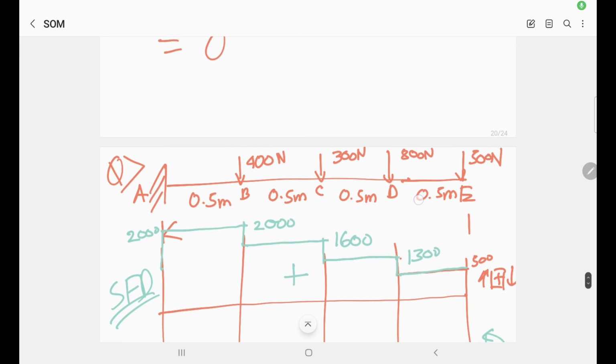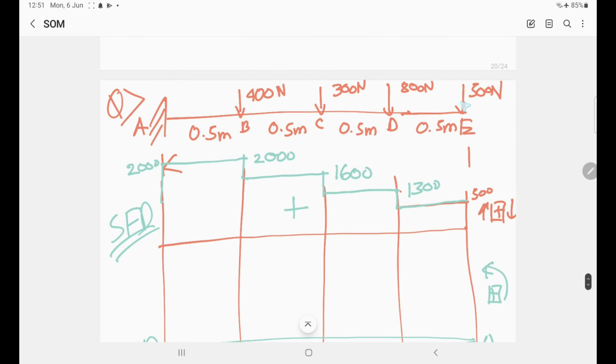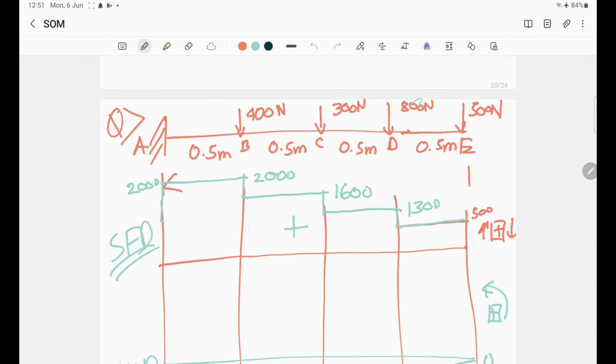Like this, you need to know that all the forces will add up, that is 1600 from here, and then it will be 2000, and this 2000 will be the last one. So this will add up everything. Similarly in the bending moment also, the same thing will be there. At D it will be 500 into 0.5. At C it will be 500 into 1 plus 800 into 0.5. At E or B it will be 500 into 1.5, and then 800 into 1, and then 300 into 0.5, like this.